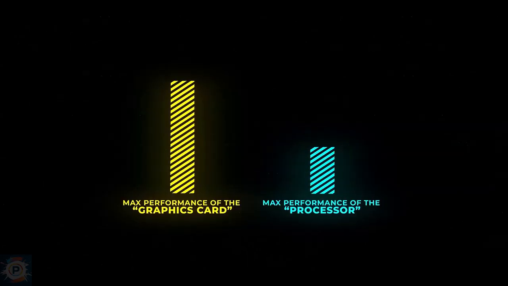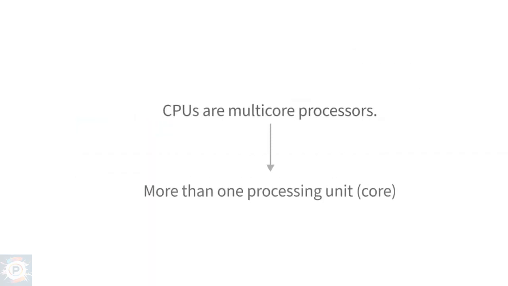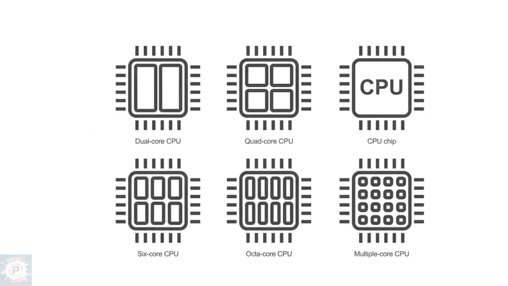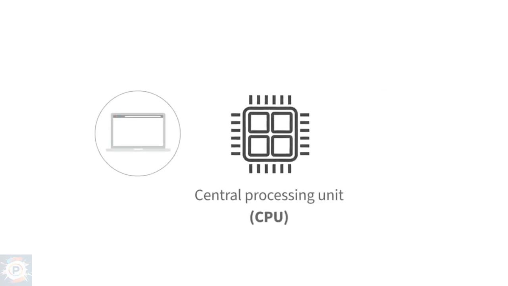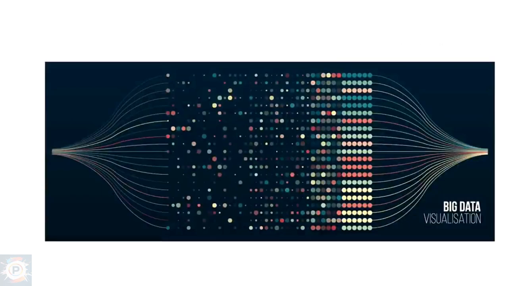The number of cores means how many physical cores there are within a CPU. Most of the modern CPUs are multi-core processors, meaning they contain more than one processing unit or core. Common configurations include single core, dual core, quad core, octa-core, and even up to 64 cores in some high-end processors. The number of cores determines how many tasks or operations it can run simultaneously. This is beneficial for applications like big data analytics and machine learning, where multiple calculations happen at the same time. So the higher the CPU core count, the more individual tasks can happen simultaneously.